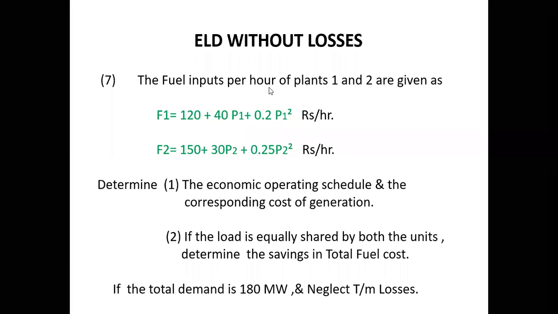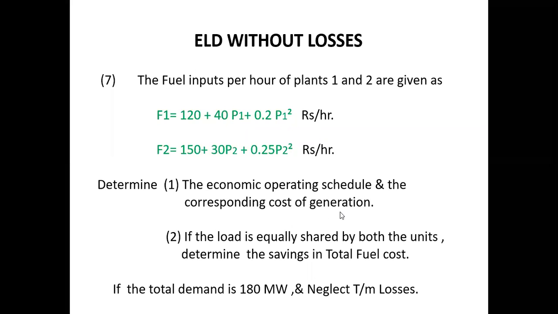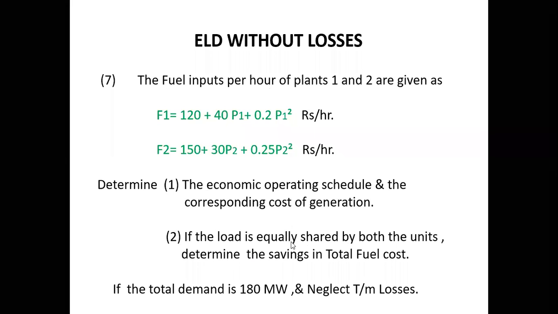The fuel inputs per hour of plants 1 and 2 are given as F1 and F2. So these two are nothing but fuel cost functions for the two plants, and they're asking for the economic operating schedule and the corresponding cost of generation. That is case 1. In case 2, if the load is equally shared by both the units, determine the savings in total fuel cost. That is the second part. And one more important point is total demand is 180 megawatts and neglect transmission losses.